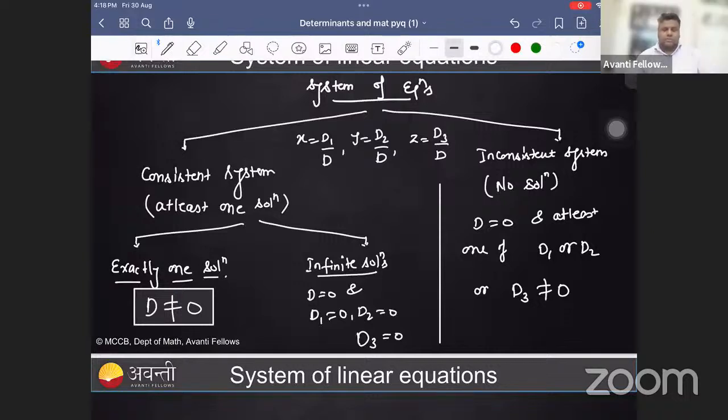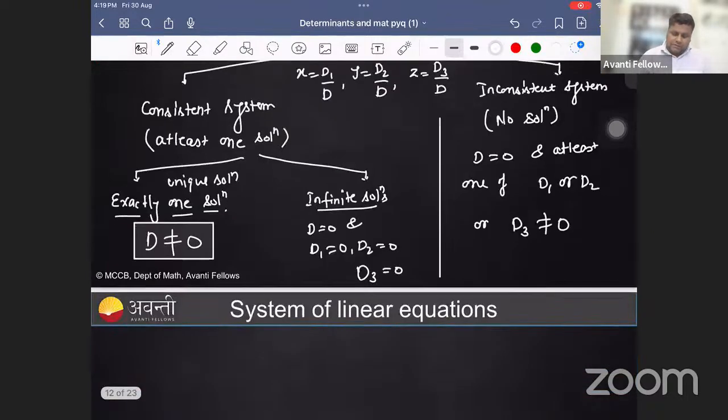Got it? So again, I repeat, exactly one solution or a unique solution, D should be non-zero. For infinite solutions, D0 as well as D1, D2, D3 all are 0. And for an inconsistent system, meaning no solution, D0 and at least one of D1, D2, D3 is non-zero. Got it?